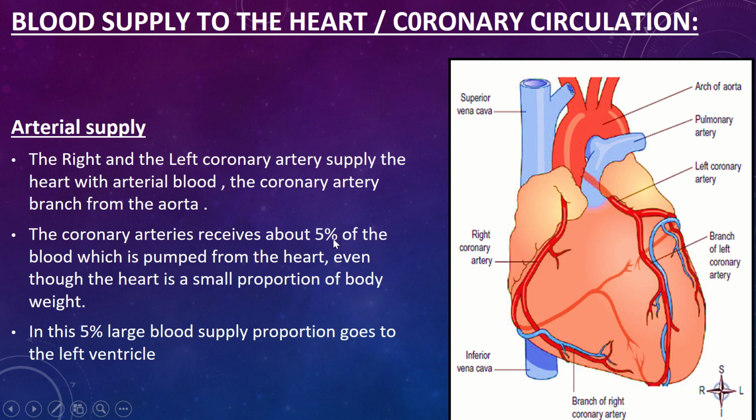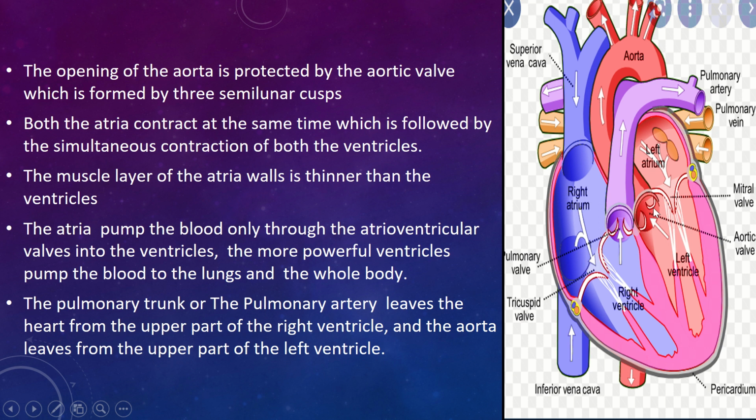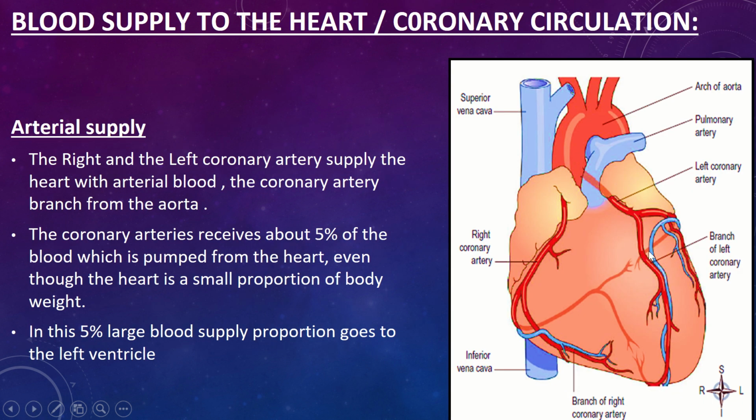The coronary arteries receive about 5% of the blood which is pumped from the heart, even though the heart is a small portion of the body weight. The heart holds a very small proportion of the body weight, but it receives 5% of the blood through the coronary arteries. Of this 5%, a large proportion goes to the left ventricle, because here you can see that the aorta opens from the left ventricle, pumping blood to all the parts of the body. That's why so much blood supply is present in the left ventricle.